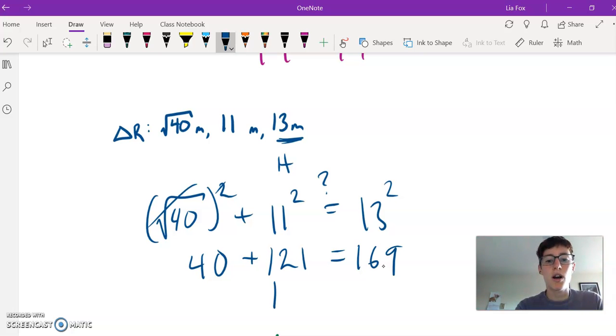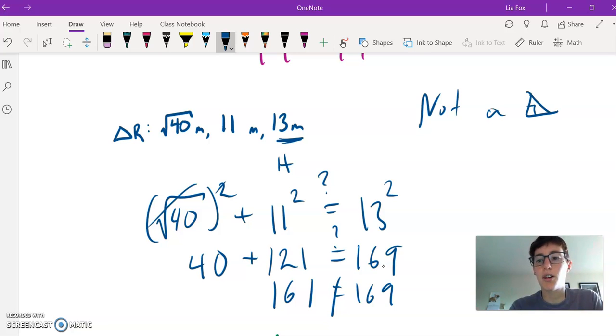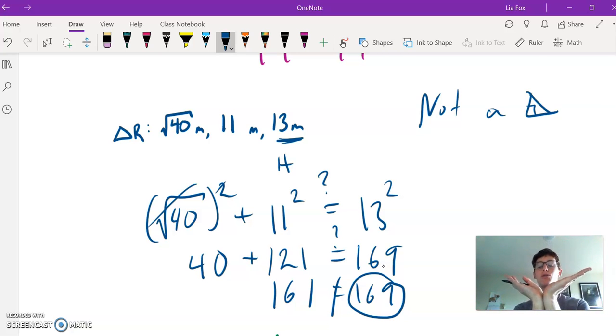This gets me 161. That is not equal to 169. So I know that this is not a right triangle because it didn't work. So it's not a right triangle. If I wanted to go one step further, I could also say, I'm using a little shortcut as my picture for my right triangle, by the way, I could also say, hey, my hypotenuse was too big. So imagine again that we have that hypotenuse and it's pushing out because it's too big. So this guy is obtuse.